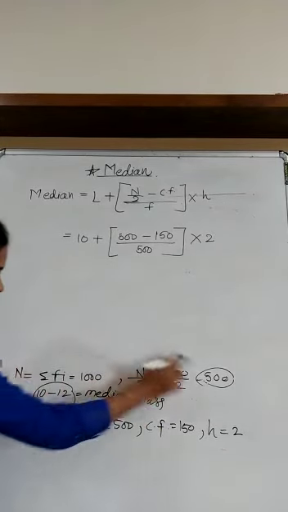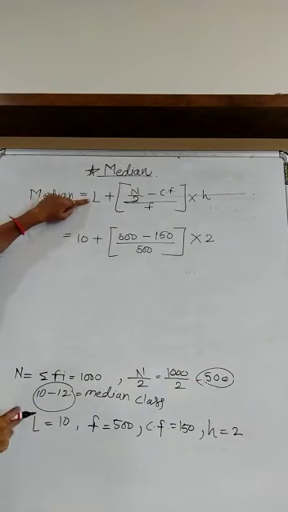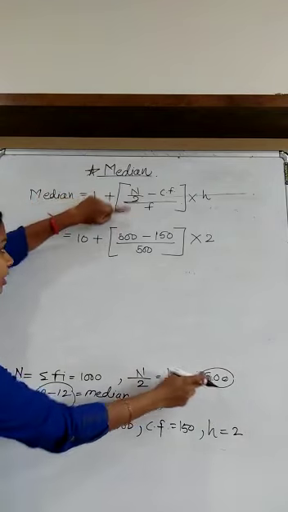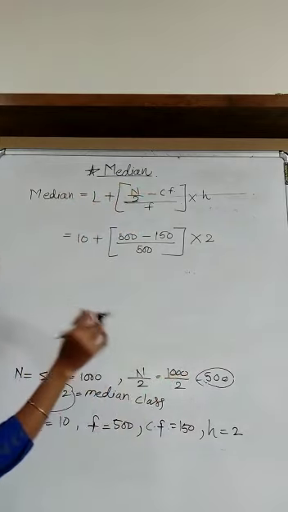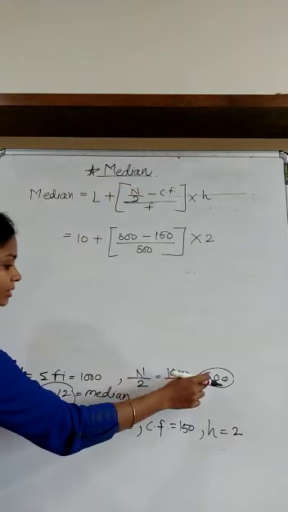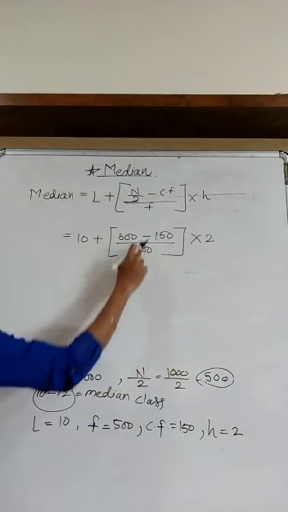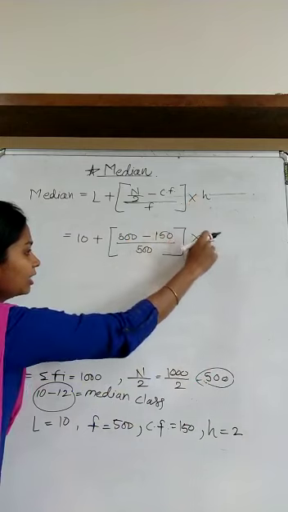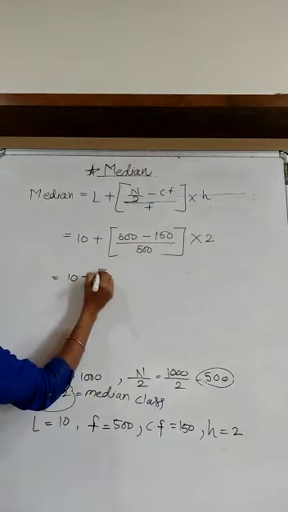Now using this formula, we are going to put these numbers in the respective places and try to get the answer. L we got as 10, the lower boundary of the class. N by 2 we got 500, so write it down there. The minus sign will be there. Cumulative frequency of the preceding class, that is of the class before the median class, that is our 150. Then the frequency we have taken of the median class is 500, and its height h, that is width, we have taken as 2. Now let us start the calculation part.